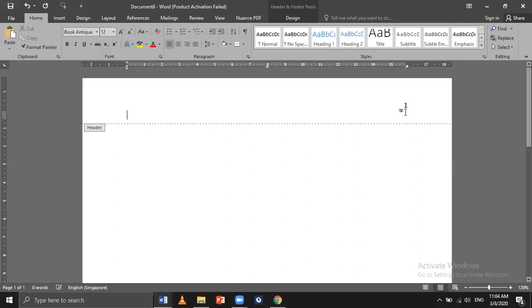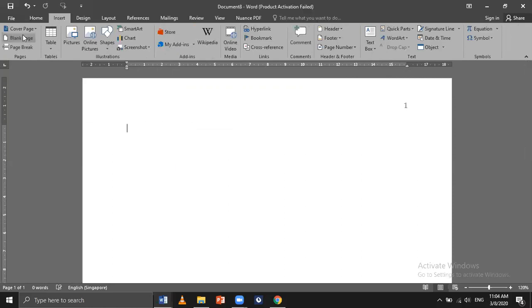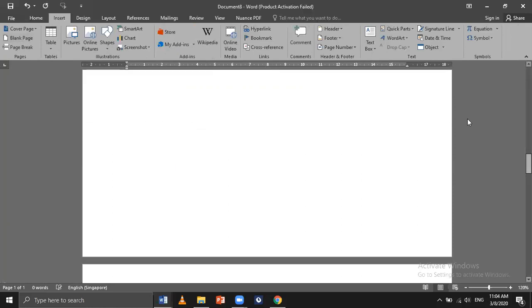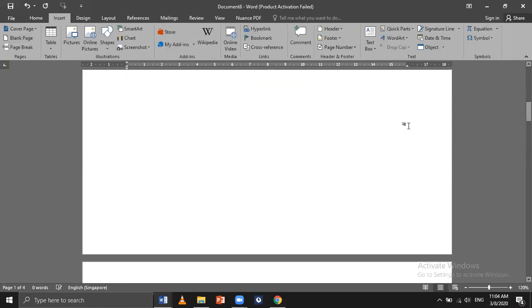Now, if we have extra paper, let's insert blank pages. The sequence of the numbers will start from 1, then 2, 3, and 4, and so on.